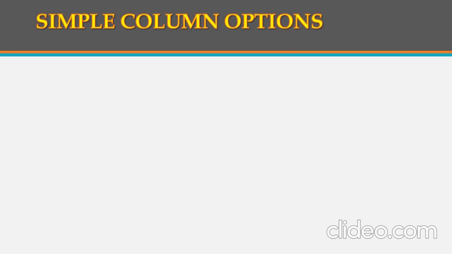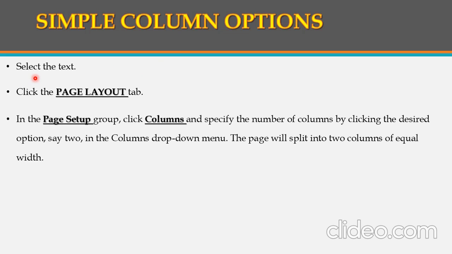Now let's see the steps to be followed to set up a simple column style. First step, you have to select the text. Next, click the Page Layout tab. In the Page Setup group, you have to click the Columns option and specify the number of columns by clicking the desired option from the Columns drop-down menu. So in the Columns drop-down menu, you have to specify the number of columns, 2 or 3 you can select. Now the page will split into 2 columns of equal width.